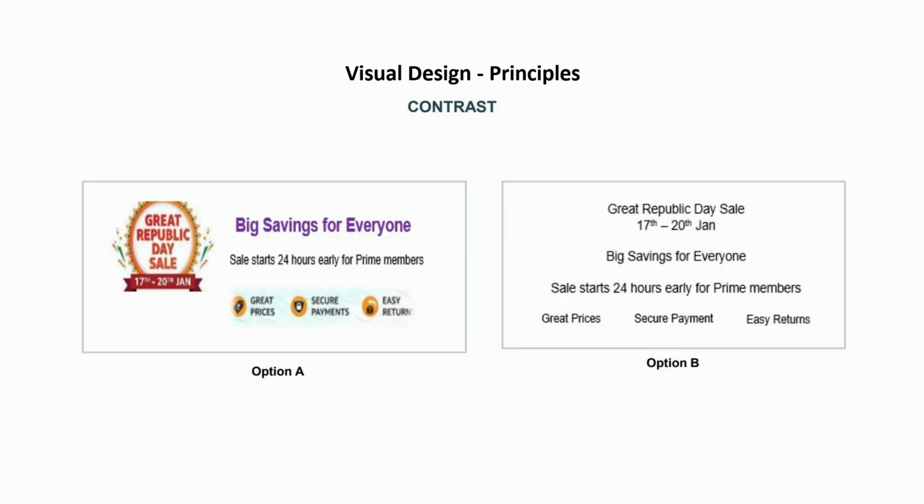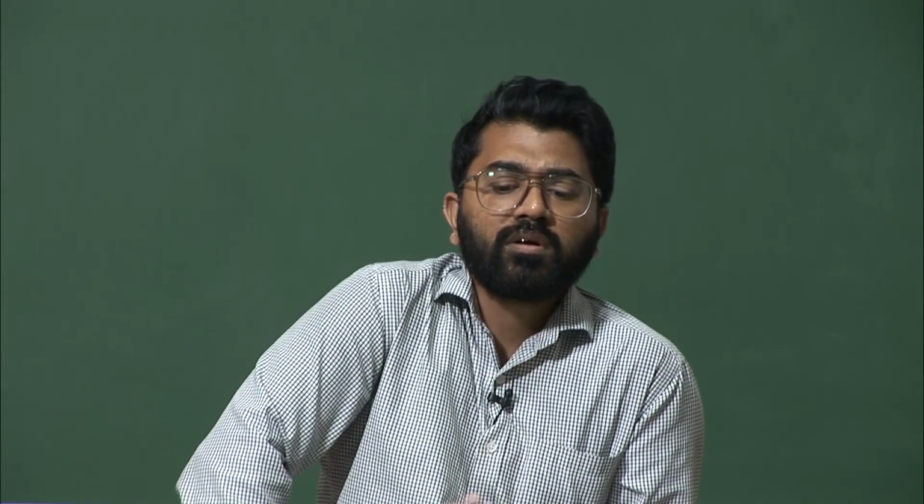Now let's look at option B, where you have Great Republic Day sale, 17 to 20th Jan, big savings for everyone, sales start 24 hours early for Prime members. I'll probably not even want to read this. This looks like somebody has just written this in a Word document and published it. If you look at a lot of websites or apps which are not professionally built, you will actually be looking at option B.